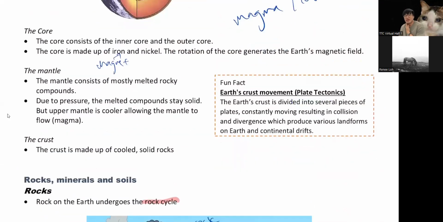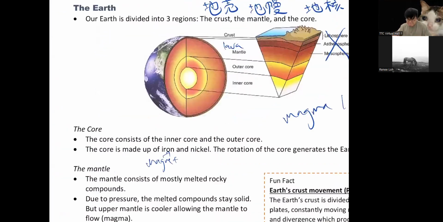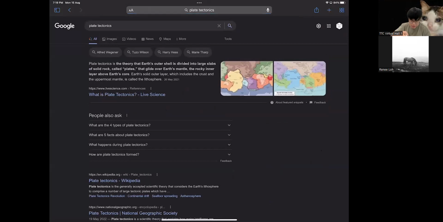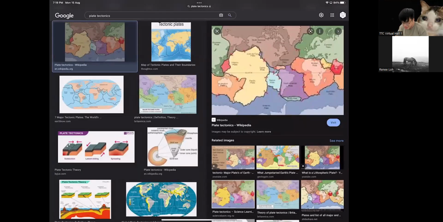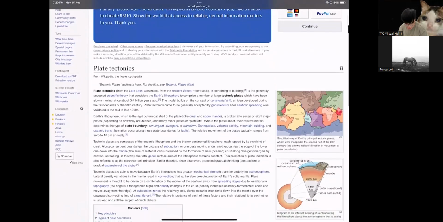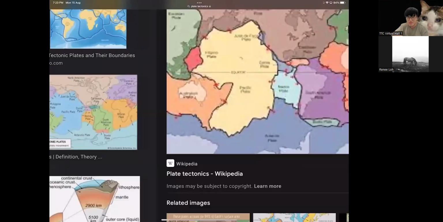What is plate tectonics? It comes from the geologists, from geology. Geology is basically learning about the Earth. Geologists say our Earth is divided into like 20 main plates. I think it's 20, but I'm not sure how many plates there are. But this is how the plates look.